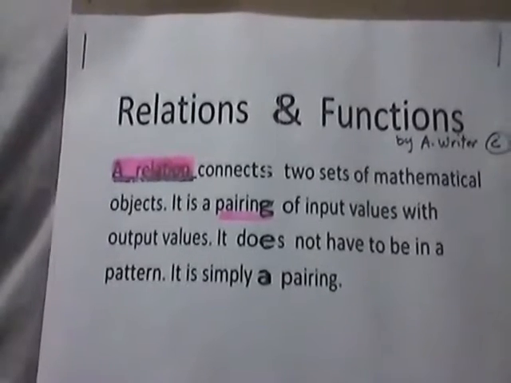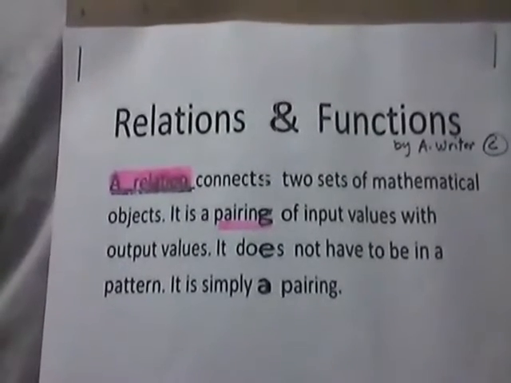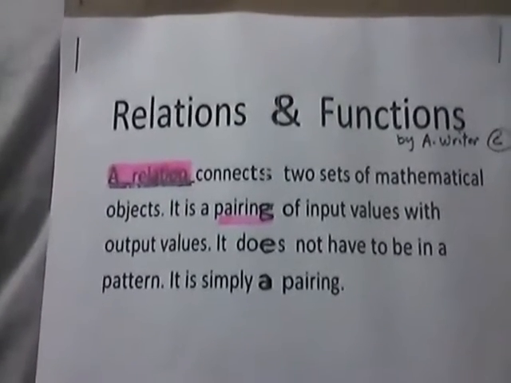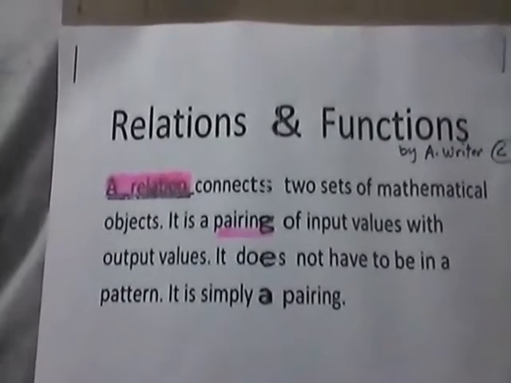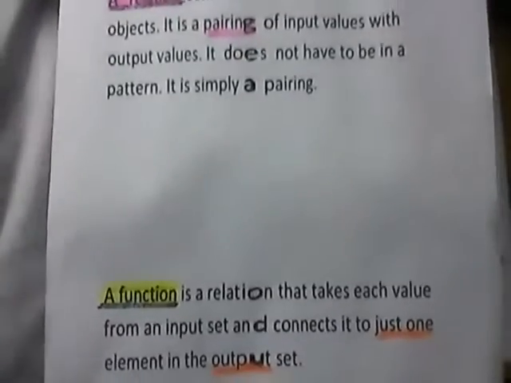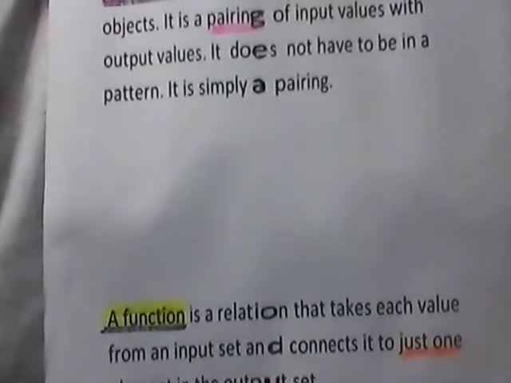Okay, here we go. We're going to start with relation. What is a relation? A relation connects two sets of mathematical objects. It is a pairing of input values with output values. It does not have to be in a pattern. It is simply a pairing. And we're going to go down to what is a function.